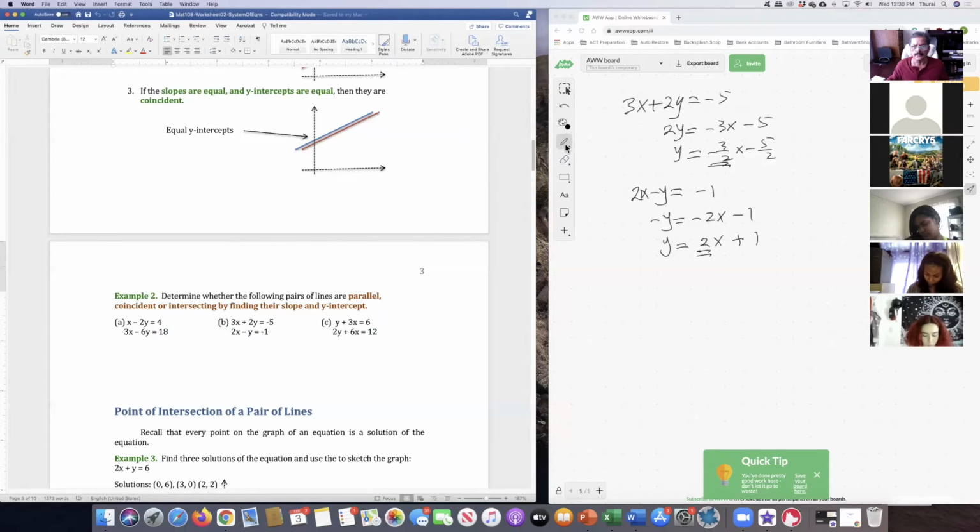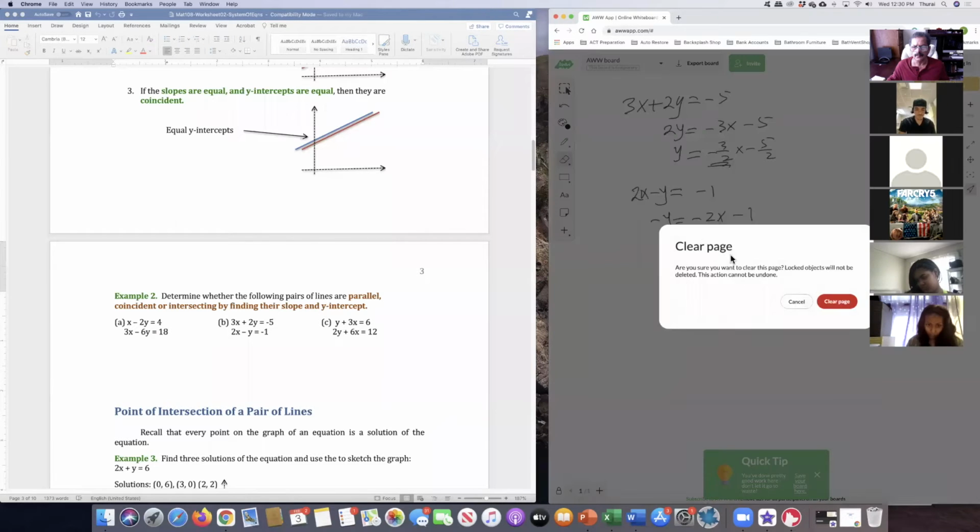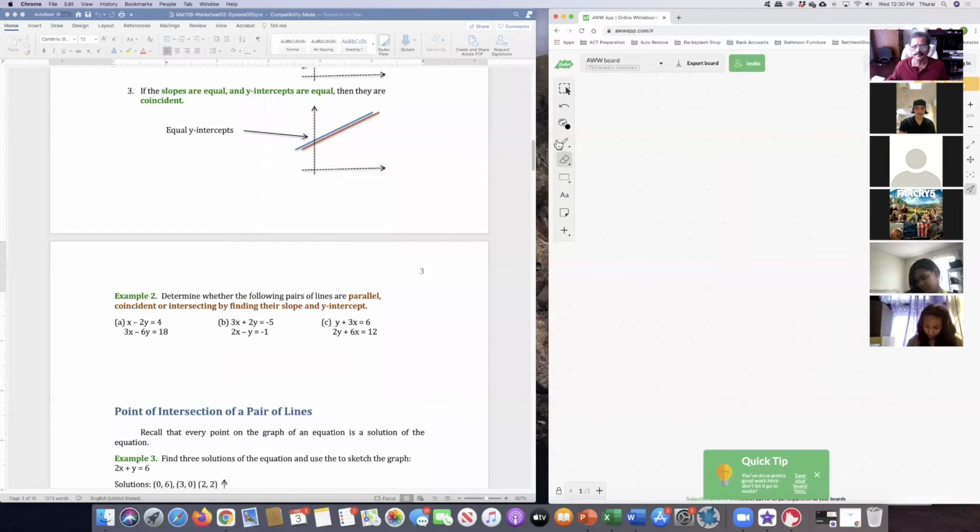Anybody has a conclusion? Yeah, okay, what is it? They're parallel. Okay, one student says parallel. Anybody else? Yeah, they are parallel. I think they are coincident. Very good. Coincident is right. Parallel is wrong.